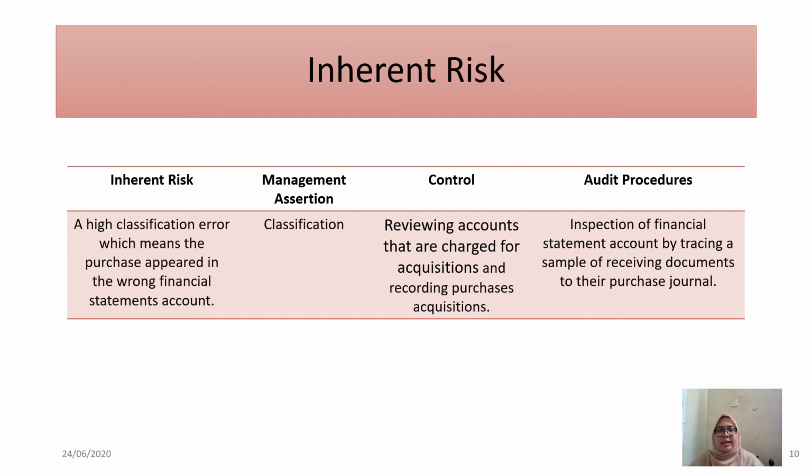So the inherent risk of the purchase cycle is a high classification error, which means the purchase appears in the wrong financial statement accounts. This means that the stock may be unintentionally put in the payable account, in a wrong financial statement account. This will make the liability account understated.